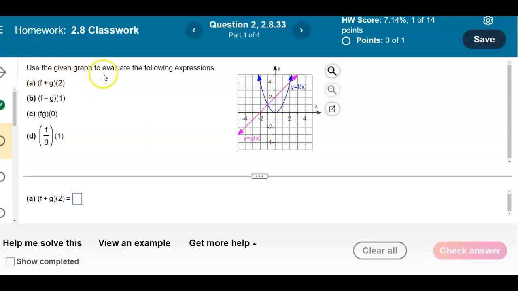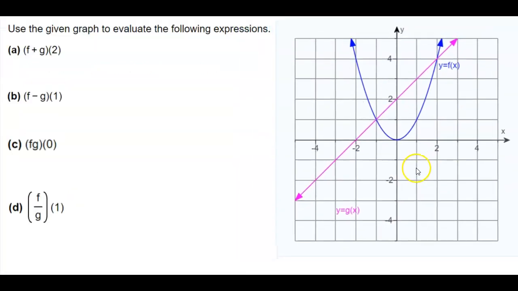Here it says use the given graph to evaluate the following expressions. So here are your expressions from A to D, and then here's the graph that we want to be able to use. So let's take a look at this here. So here is our question and here's our graph.